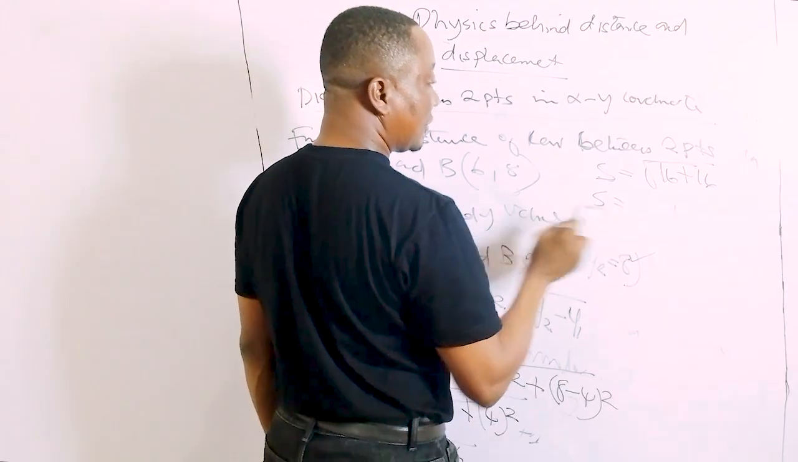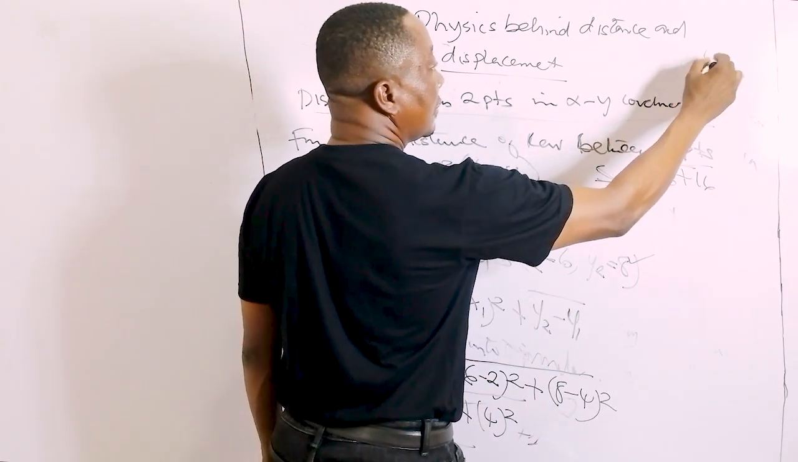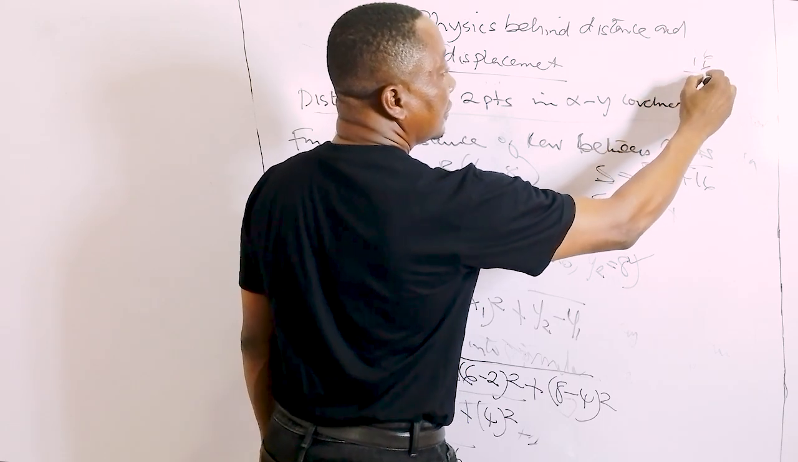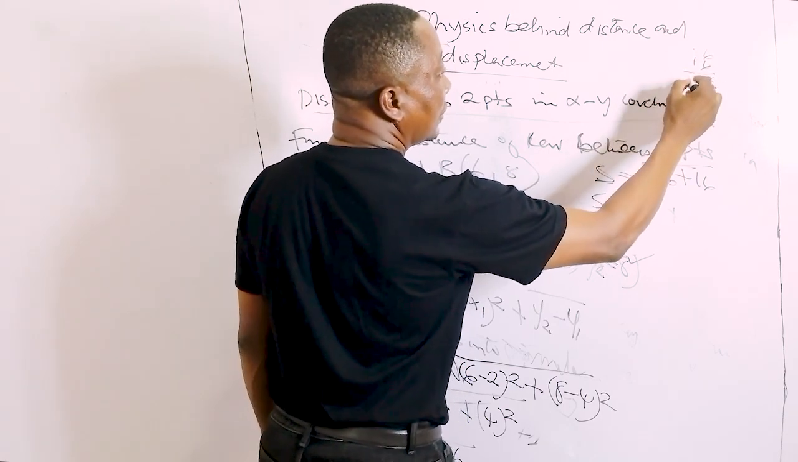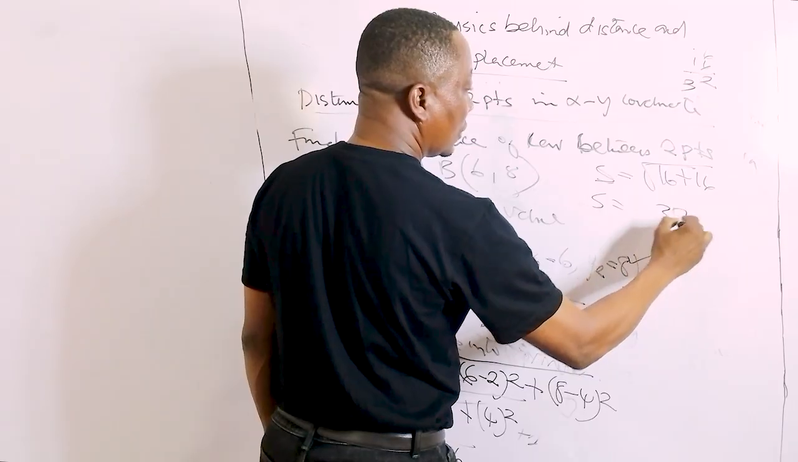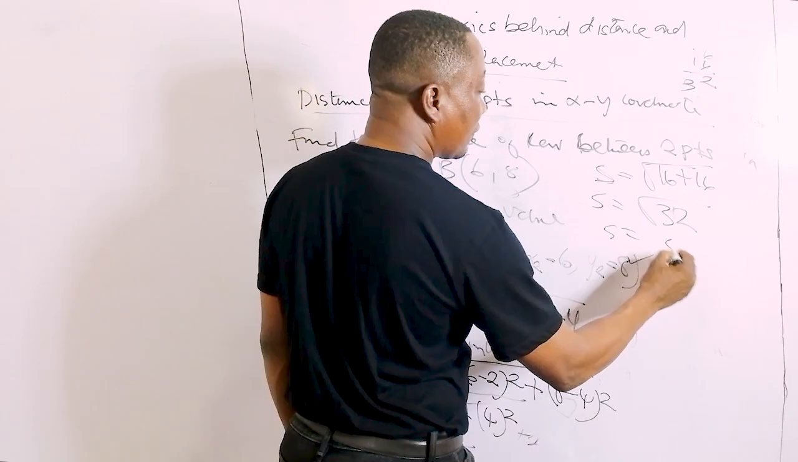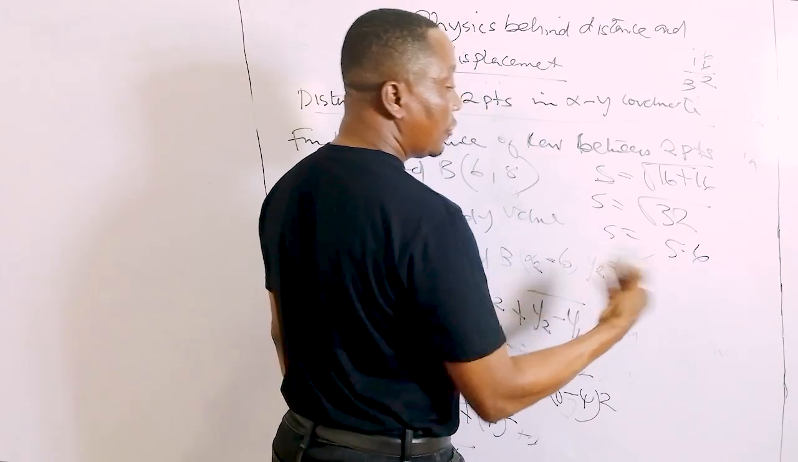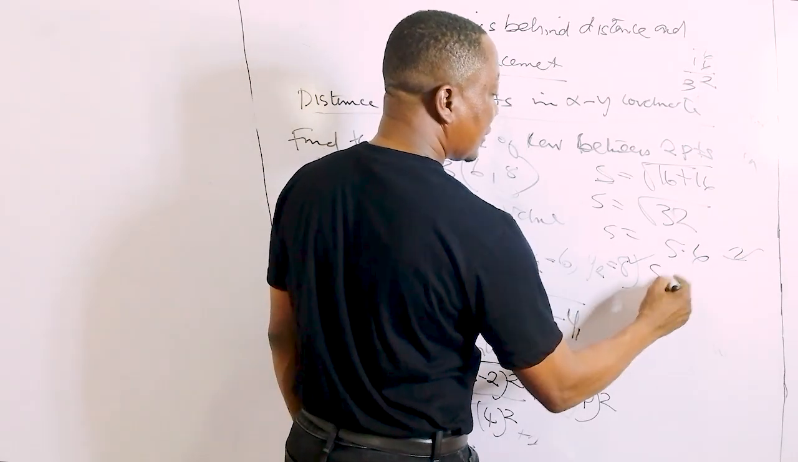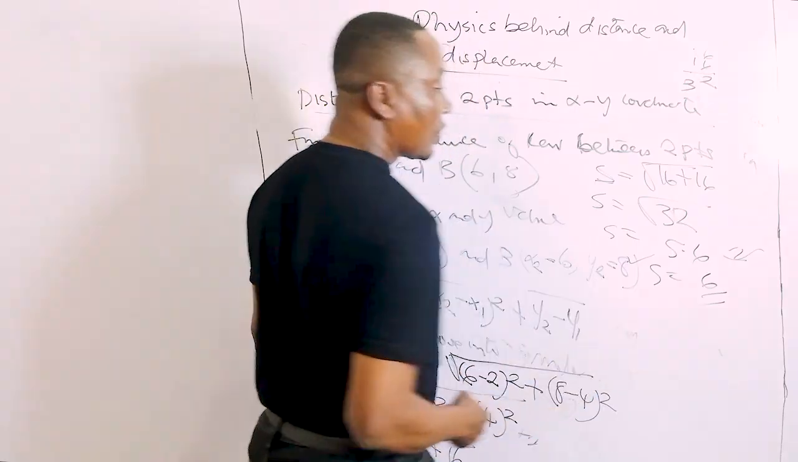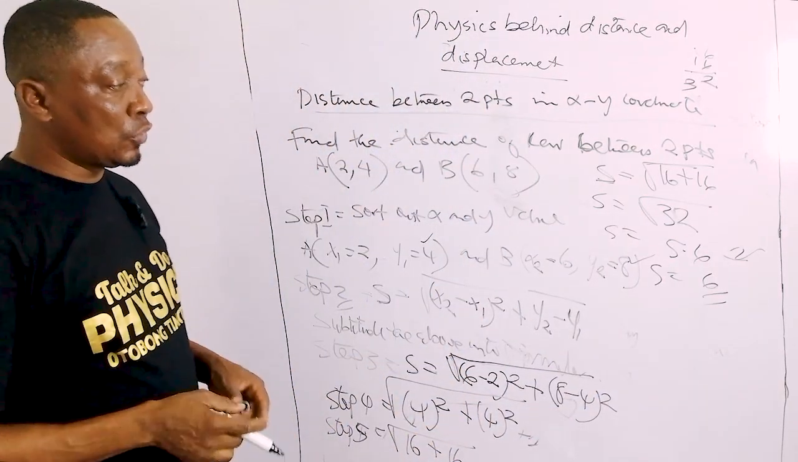That is step 6. 16 plus 16 is 32. So that is the square root of 32, which is about 5.6. You can approximate s to 6. It could be the square root of 32.